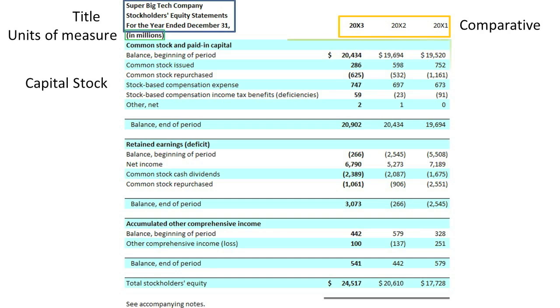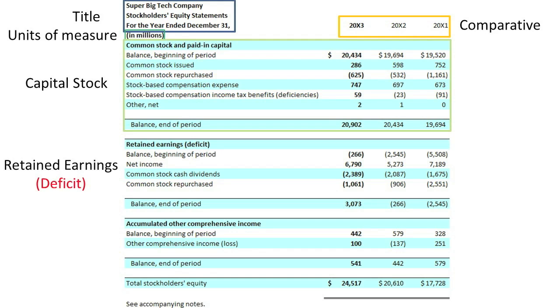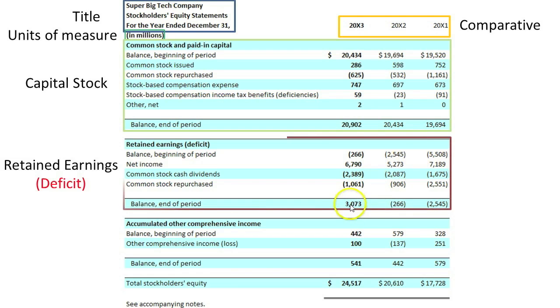Then we have the capital stock section. And as you can see, we have the beginning, we have the changes, and we have the end. We have retained earnings. This is a little different because we have another word in here called deficit. When the retained earnings account goes negative, we would call that retained deficit. And so at the beginning of this period, they were in a retained deficit position. And then over time, as they had more earnings, they came into a retained earnings position. So from retained deficit to retained earnings over that 3-year period.